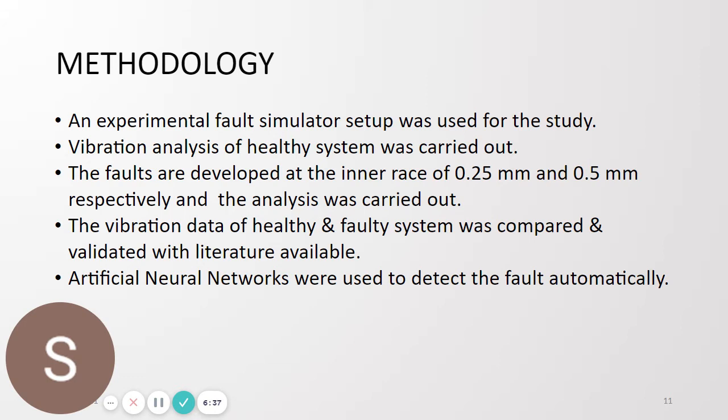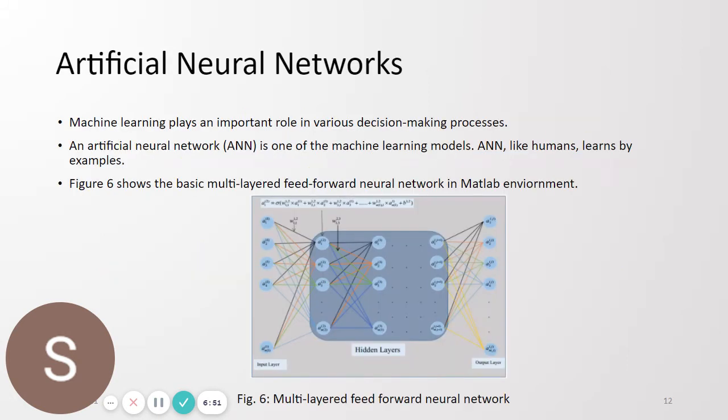The faults were developed at the inner race at 0.25 mm and 0.5 mm respectively, and the analysis was carried out. The vibration spectra of the healthy and faulty systems were compared and validated with the available literature. An ANN was used to detect the fault automatically.